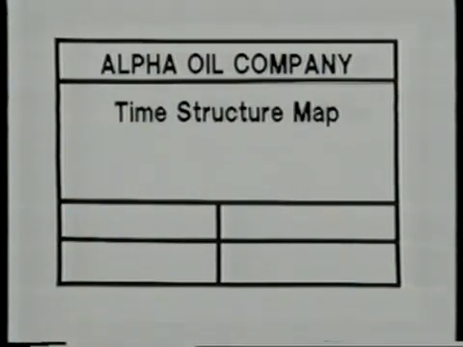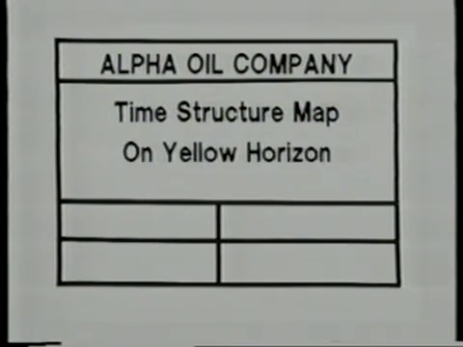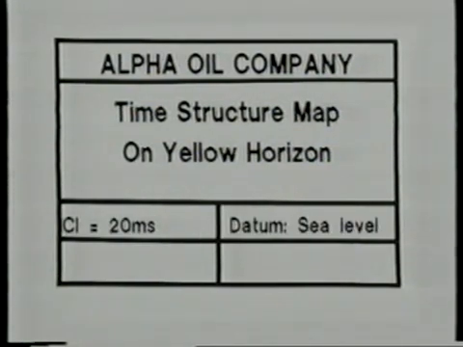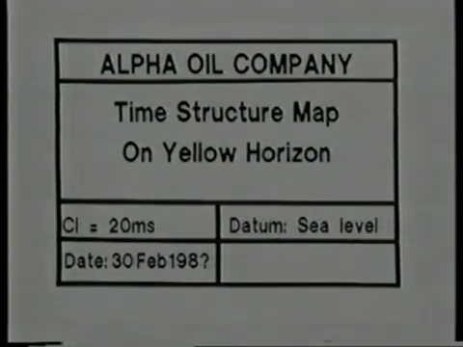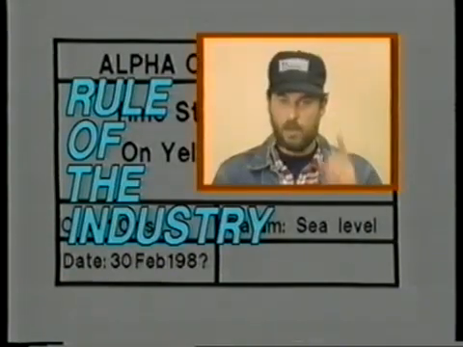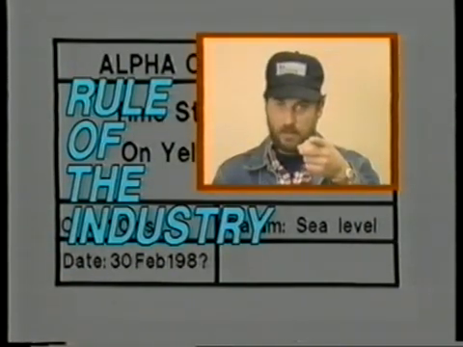This is a time structure map. On the horizon, we picked in yellow, the yellow horizon. The contour interval is 20 milliseconds. And the datum is, in this case, sea level. Add the date. All maps must be dated.